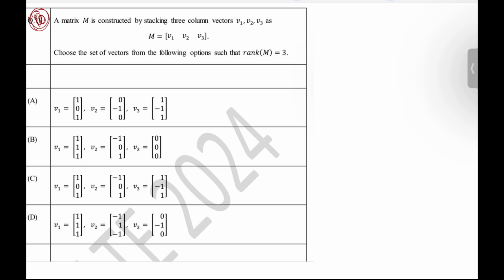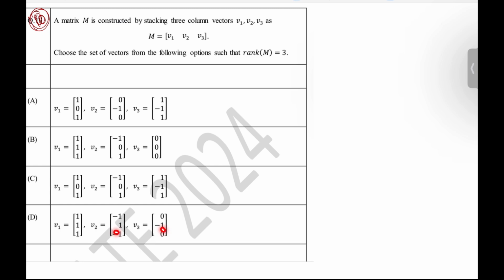So this is question number 10. A matrix M is constructed by stacking 3 column vectors, v1, v2, v3. So we have 3 vectors and we are putting them as columns, and we call this matrix M. Choose the set of vectors from the following options such that the rank of M is 3.